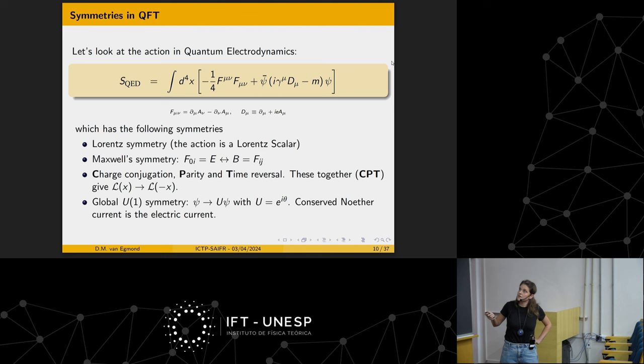Well, nothing, because that's inside this. This part, no, but here, A mu appears in the covariant derivative. What do you do with A mu when you change E to B? A mu is the gauge field, right? Yes. So how does it transform when you change E to B? It's some non-local transformation.